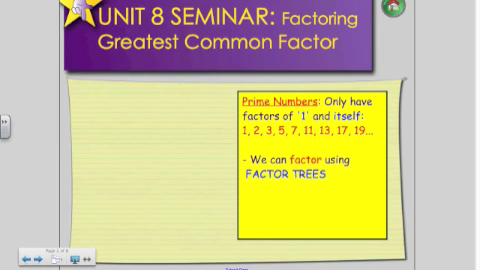So if I wanted to factor the numbers 24 and 60, we're going to start by factoring using the greatest common factor. So 24, I want to break these numbers up into prime numbers first so I can figure out what is their greatest common factor. GCF stands for the greatest common factor.